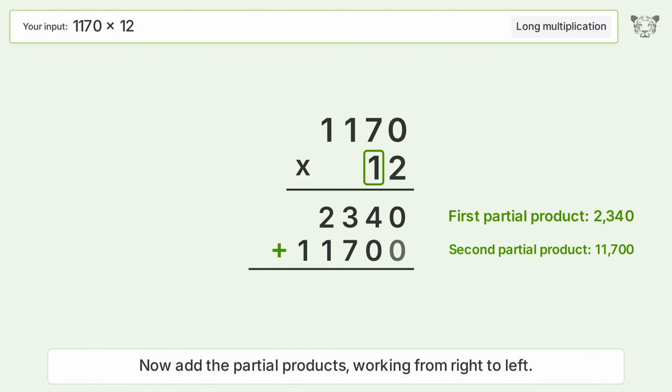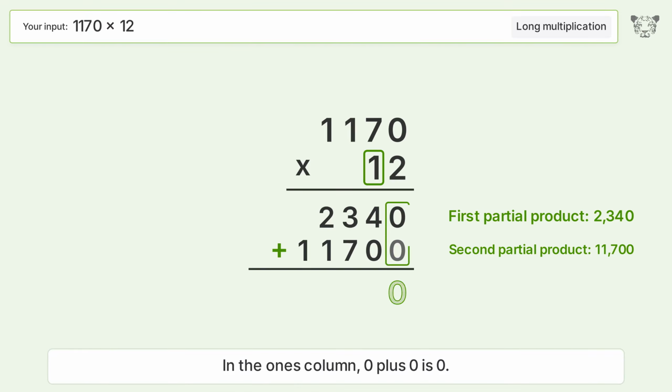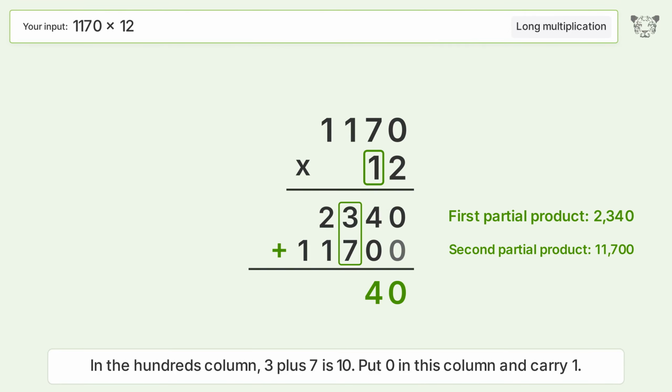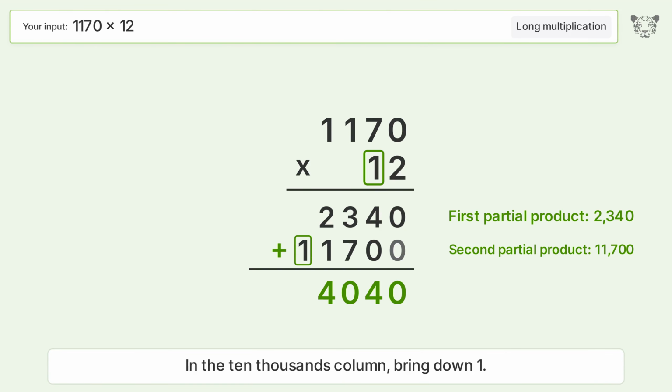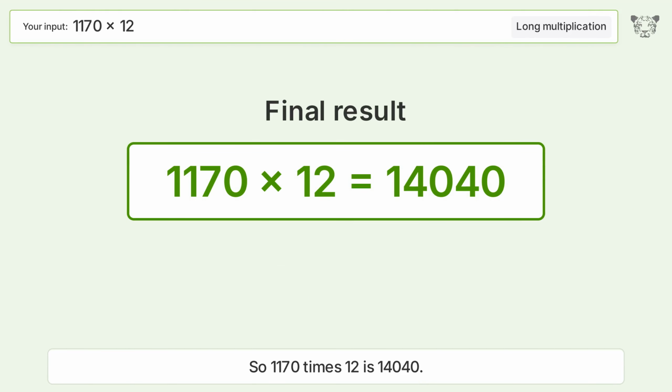Now add the partial products, working from right to left. In the ones column, 0 plus 0 is 0. In the tens column, 4 plus 0 is 4. In the hundreds column, 3 plus 7 is 10. Put 0 in this column and carry 1. In the thousands column, 2 plus 1 plus the carried 1 is 4. In the 10,000s column, bring down 1. The product of the whole numbers is 14,040. So 1,170 times 12 is 14,040.